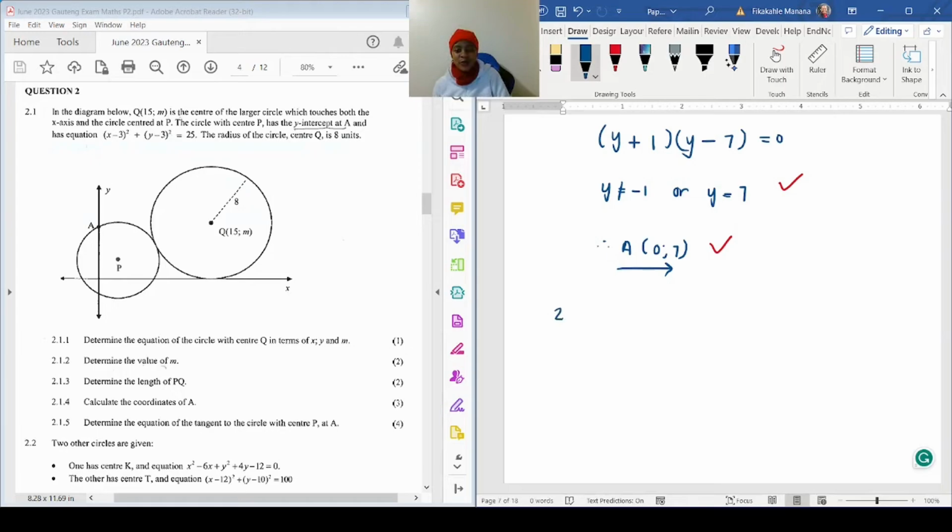And then 2.1.5, determine the equation of the tangent to the circle with center P at A. Okay, so you have your circle there with center P and A somewhere around there. And we need the equation of the tangent to the circle with center P. So basically what I would do is, it's 4 marks.